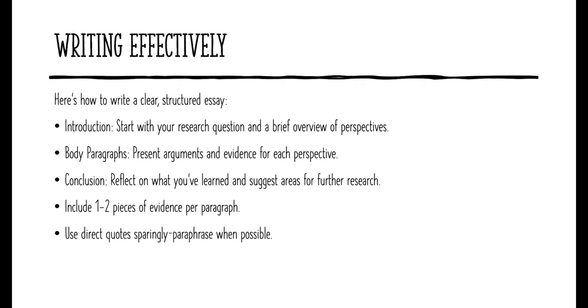When it comes to writing a research paper, a clear structure is key. Here's how you can organize your essay. Introduction. Begin by clearly stating your research question. This sets the foundation for your paper. Then, give a brief overview of the different perspectives you'll be discussing. This provides context and lets your reader know what to expect in your essay. Body paragraphs.